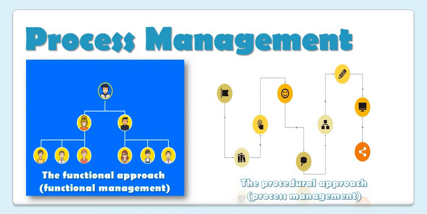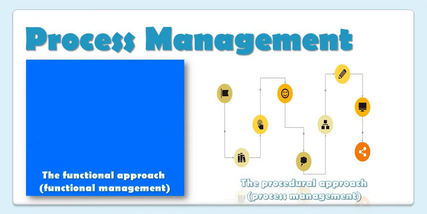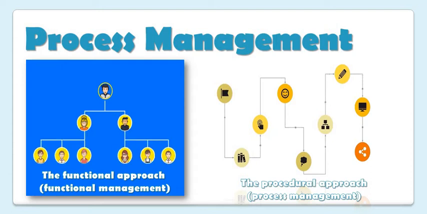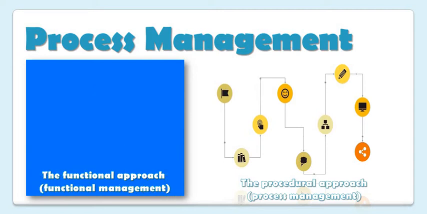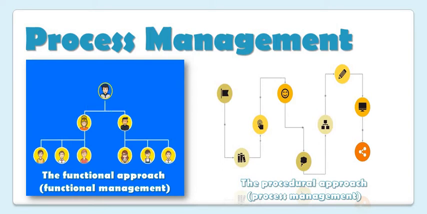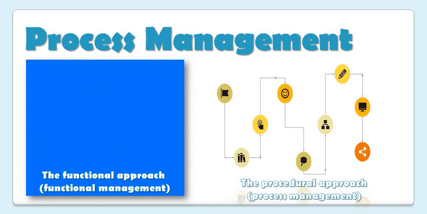The second approach is the procedural approach or process management. It emphasizes the successive flows of activities across the organization. For example, the processes compared to the traditional vertical functional approach are based on the design and procedural changes of organizational structure. So the procedural approach is focused horizontally on the processes.